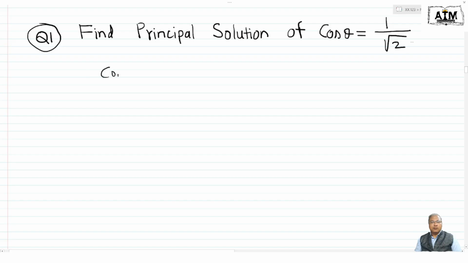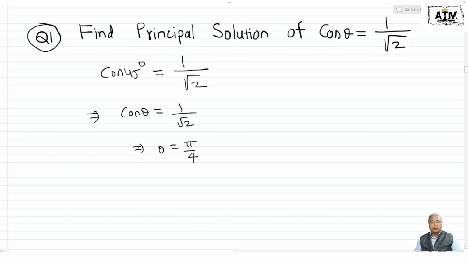So cos 45 equals 1 upon root 2, which implies cos theta equals 1 upon root 2, which implies theta equals pi by 4. That is, pi by 4, nothing but 45 degrees. This pi by 4 is greater than 0 and less than 2 pi.